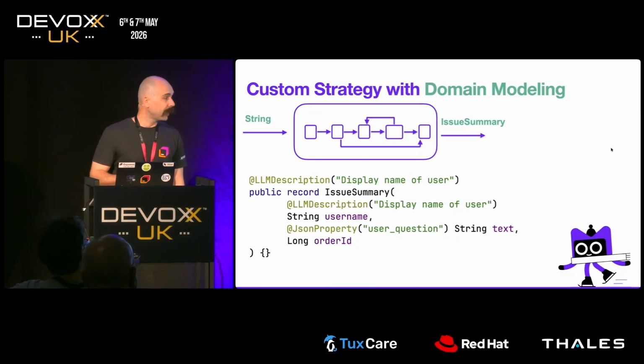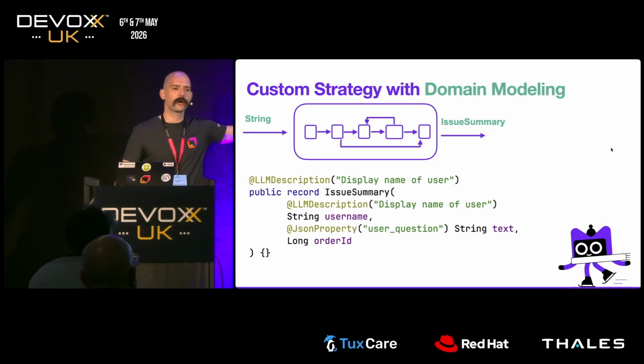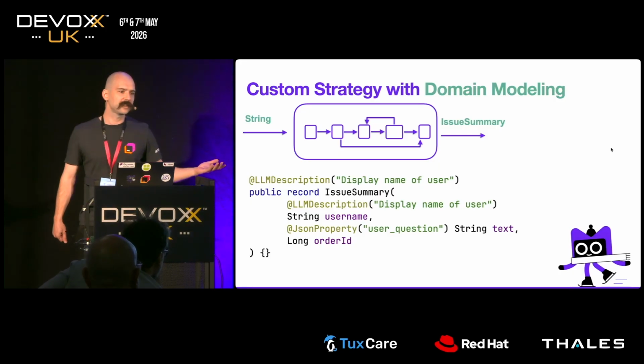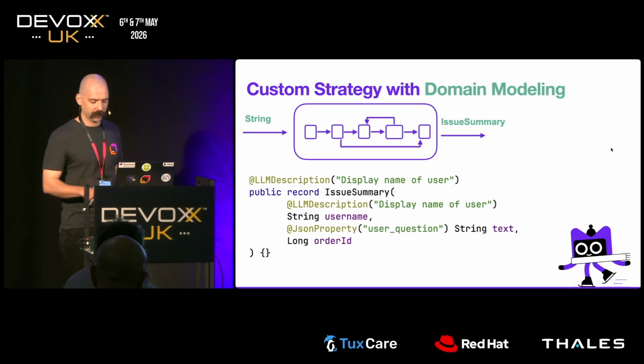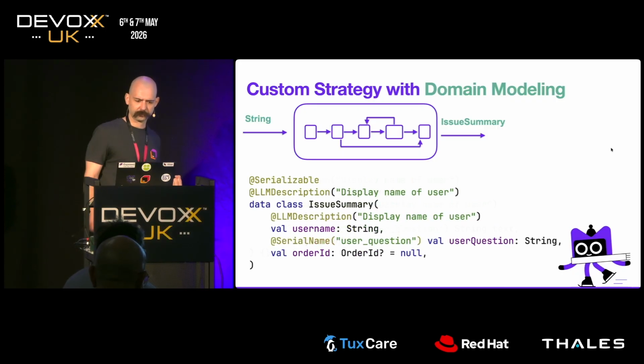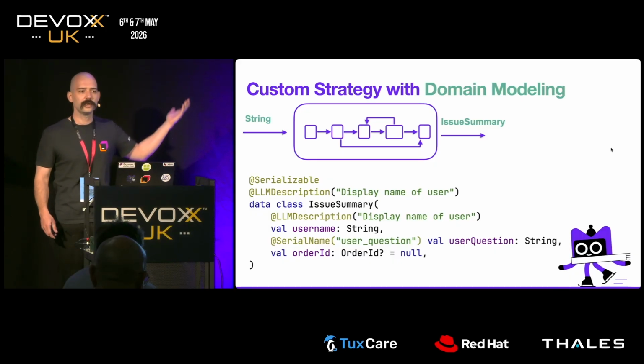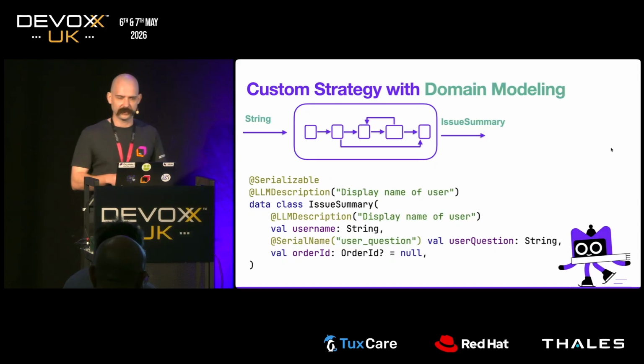Oh, and as you might have noticed, you can also use JSON properties, so you can use existing Jackson annotations to modify the JSON schema specifically for your agent. And we can do the same thing in Kotlin with data classes and Kotlin serialization.